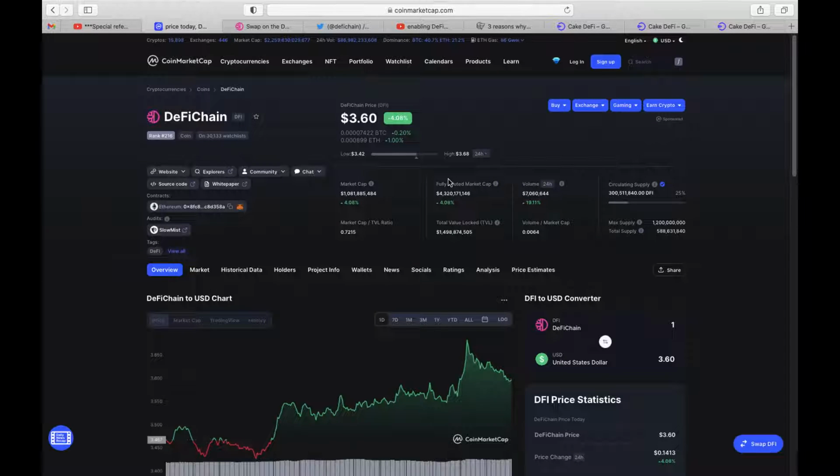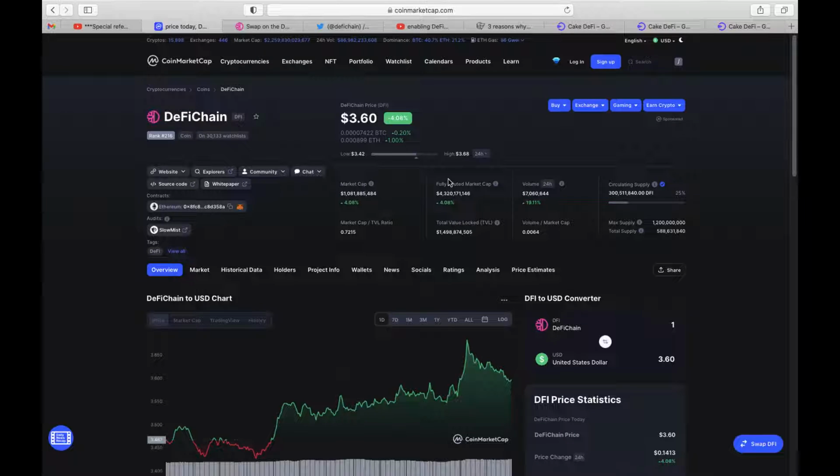Even though the market's been very stagnant, a slight drop over the last 4 or 5 weeks, DeFi Chain's up to $3.60. In fact, we've had a 4% growth today, but it's now over $1 billion. And that is fantastic for the project. It truly is. Okay, it's such a wonderful project in every part of it.